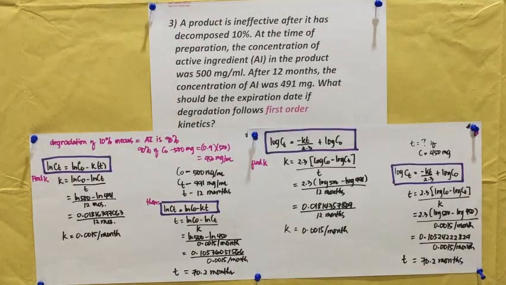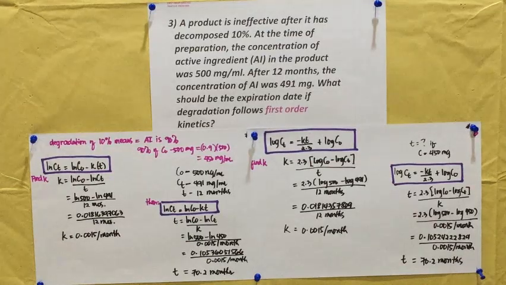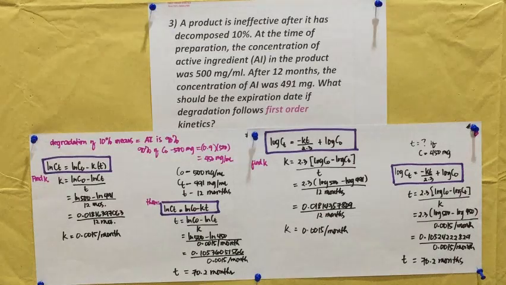Problem number 3. A product is ineffective after it has decomposed 10%. At the time of preparation, the concentration of active ingredient in the product was 500 mg per ml. After 12 months, the concentration of active ingredient was 491 mg. What should be the expiration date if degradation follows first order kinetics?